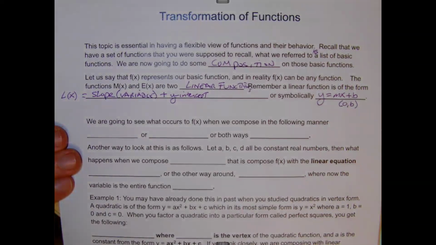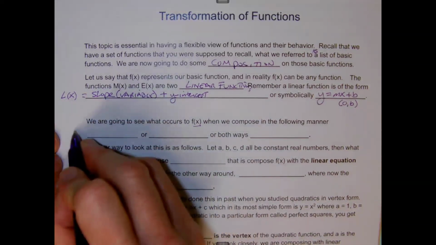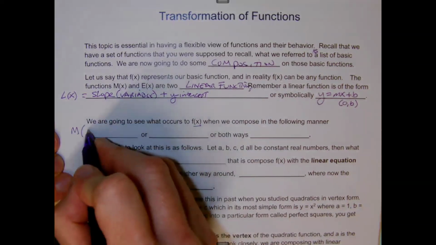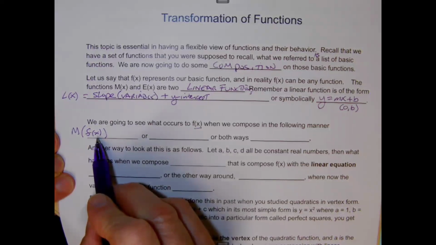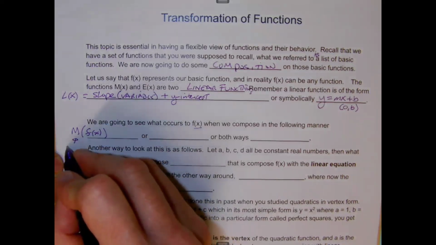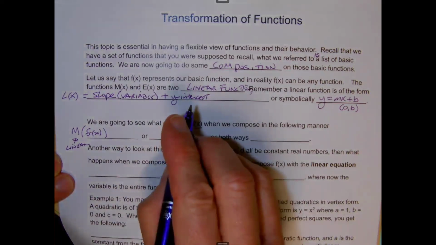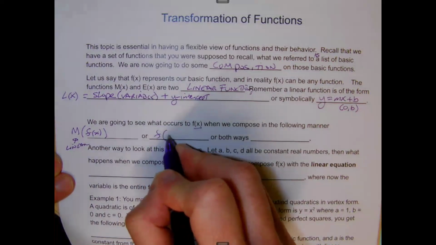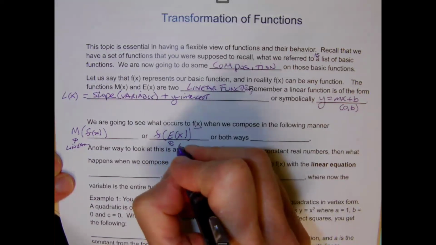Now we're going to see what occurs when this function, this f of x, which could be anything, is composed in the following manner. Let's say that m is a linear function, so we're going to take whatever this function is and drop it inside a linear function. Again, this is linear. Or we could drop it the other way, like so. And again, this e function is linear.